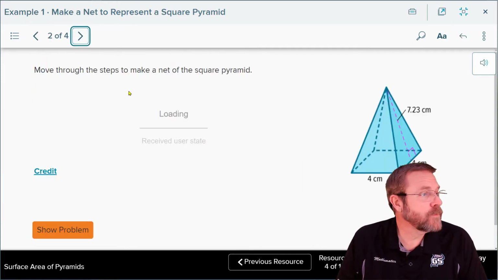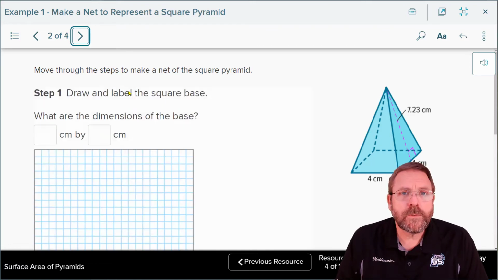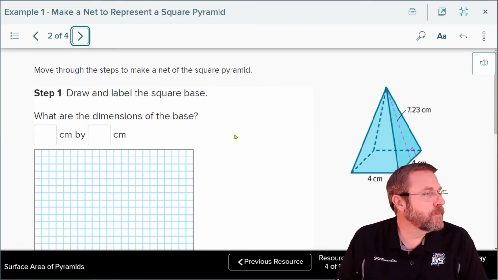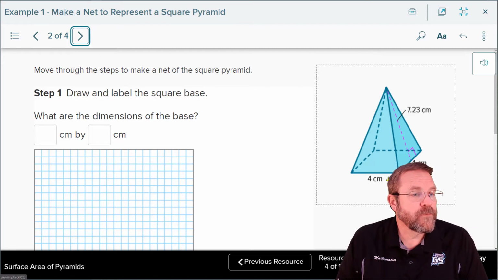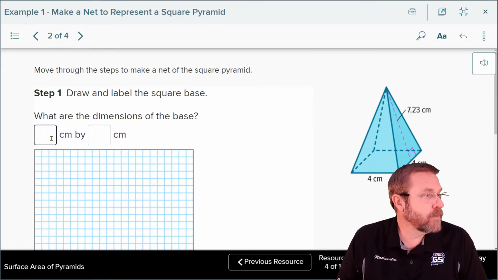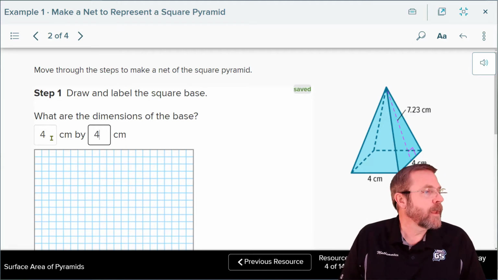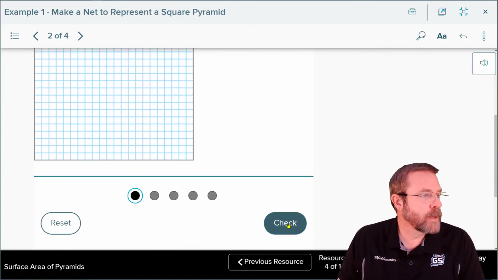How are they going to have us do it? Probably going to be pretty similar to the others we've done. So they've got your grid paper here, and they say first off, what's the dimensions of the base? Well, the base is 4 centimeters by 4 centimeters. So we're going to type a 4 in here and a 4 in there, and we're going to hit check.